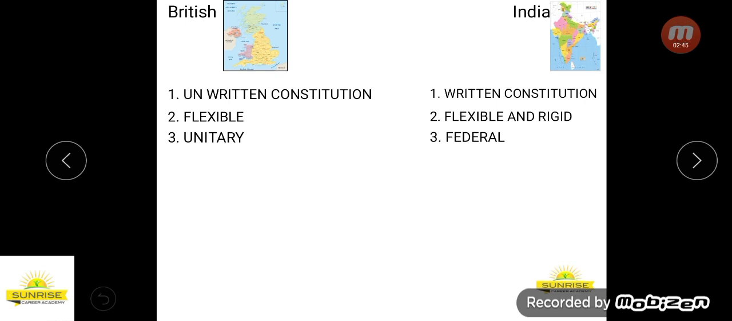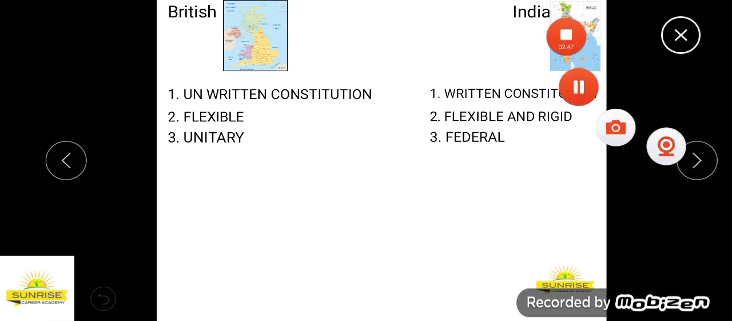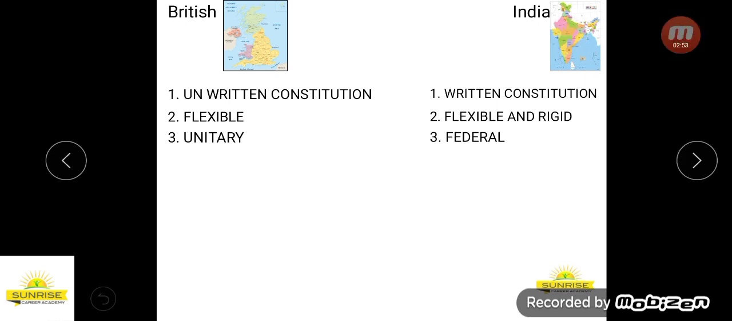Okay, so this you have to learn, and if you want to make notes, you can pause the video and make notes. Moving further, the British Constitution is a classical example of a flexible constitution. It can be passed, amended, and repealed by a simple majority. Only 50% of the members present and voting are required to amend any part of the constitution. This is a form of flexible constitution.